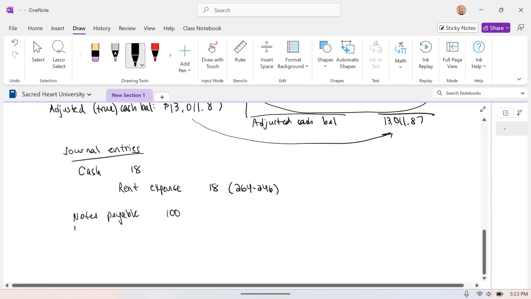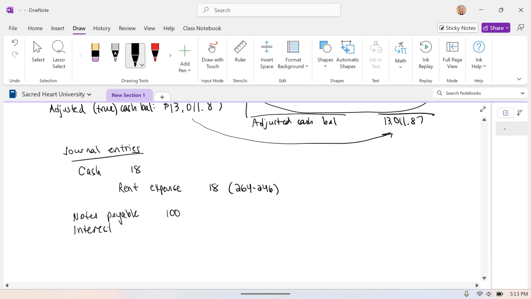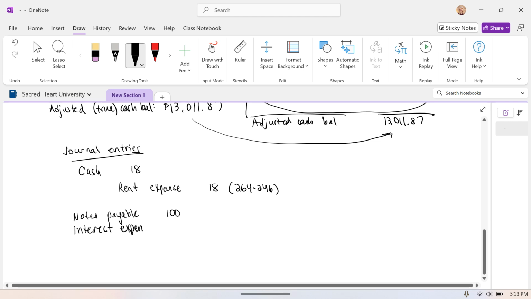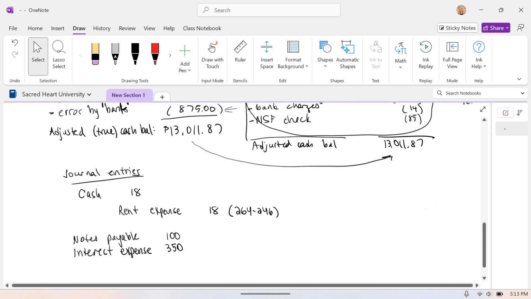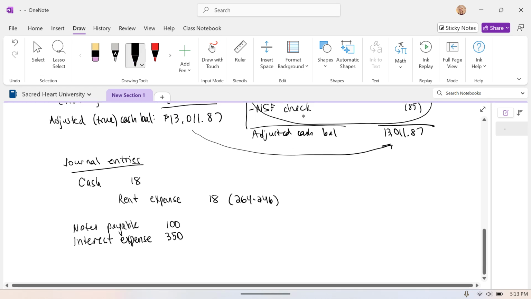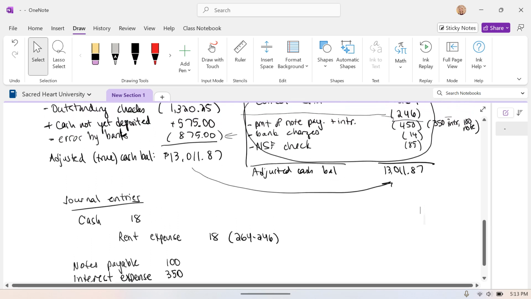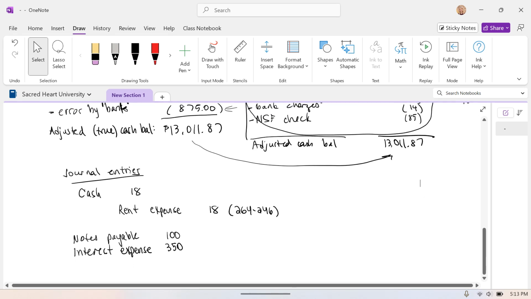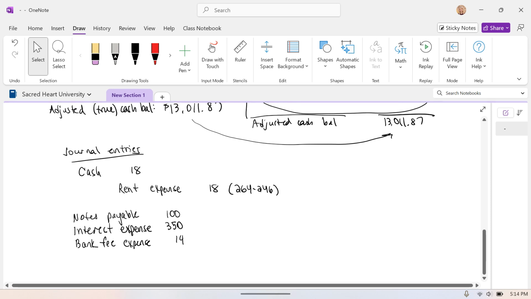So I'm going to debit interest expense for $350. Now, if I were to stop here, I would have a credit to cash of $450. But what I'm going to do is just keep going and then do one net credit to cash. So the next item is bank charges. So I have bank fee expense or bank charge expense or miscellaneous expense for the $14. And then the NSF check was originally a check.